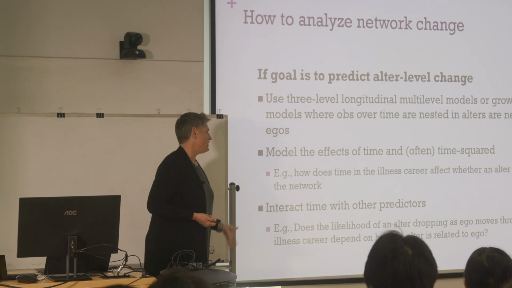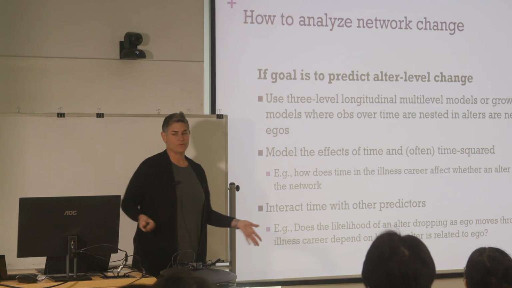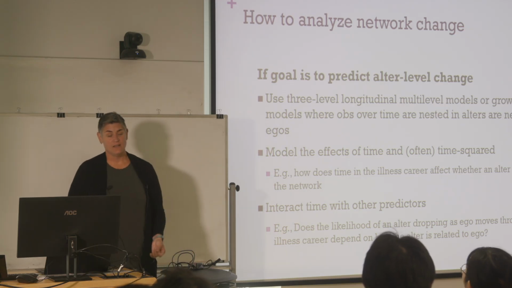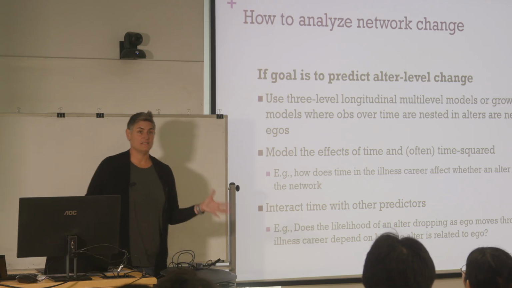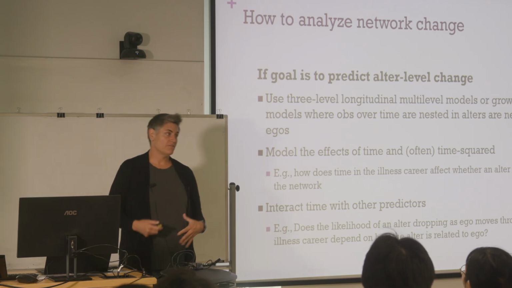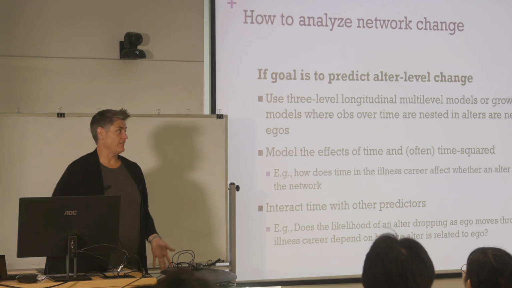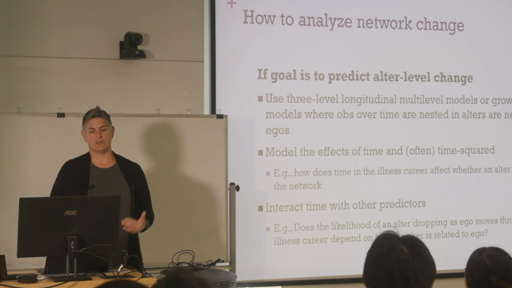So does the likelihood of an alter dropping ego as they move through the illness career vary as a function of how that alter is related to ego? We find, for example, that kin tend to stick around and support and be caregivers, whereas non-kin might be more likely to drop out of the network as you move through the illness career.